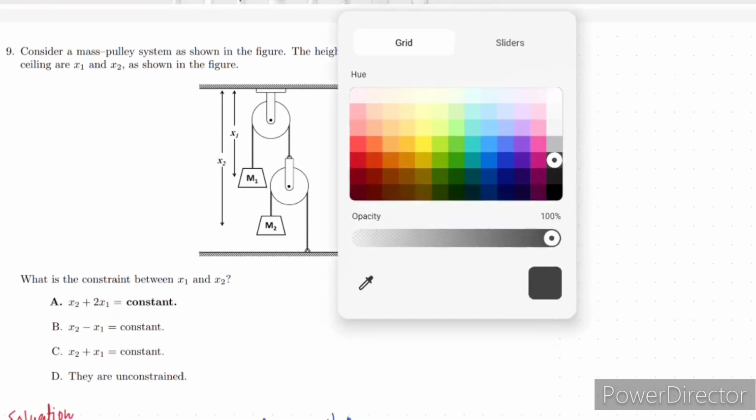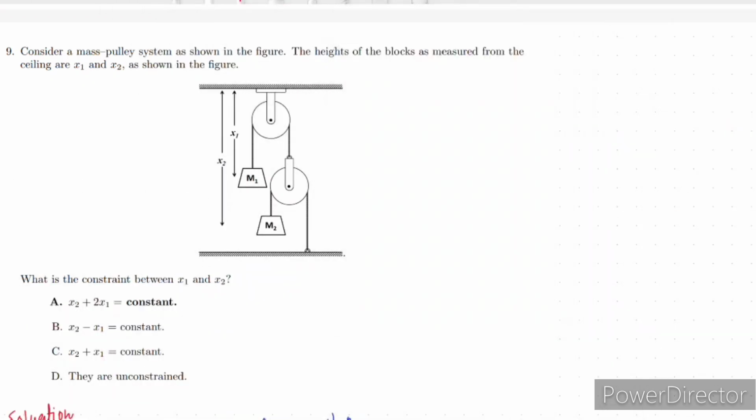What is actually asked in question number 9? Consider a mass-pulley system as shown in the figure, and the heights of the blocks as measured from the ceiling are x1 and x2, as shown in the figure. What are the constraints between x1 and x2?